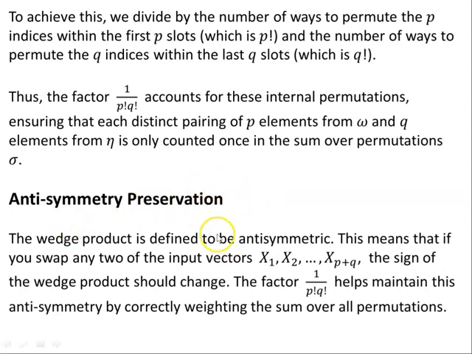All right. The anti-symmetry preservation: the wedge product is defined to be anti-symmetric. This means that if you swap any two of the input vectors, x1, x2 up to x(p+q), the sign of the wedge product should change. The factor 1 on P factorial Q factorial helps to maintain this anti-symmetry by correctly weighting the sum over all permutations.